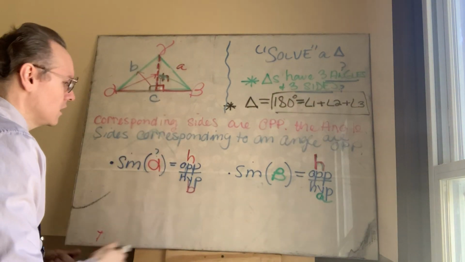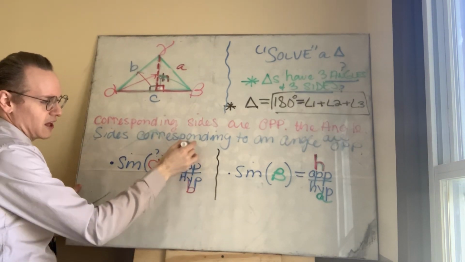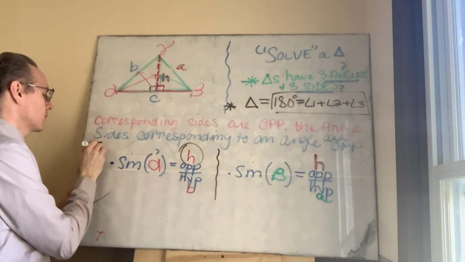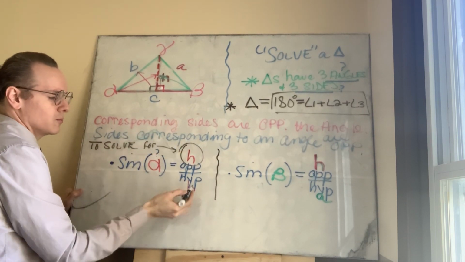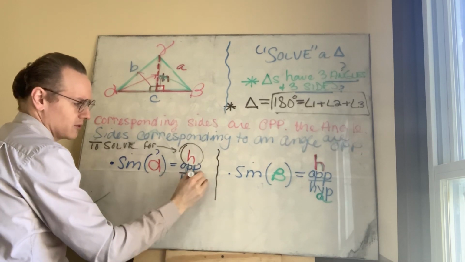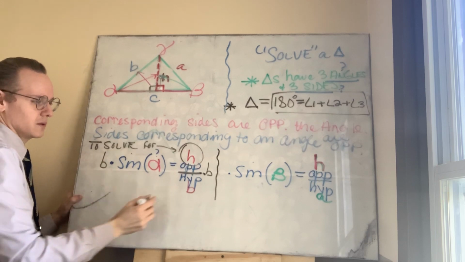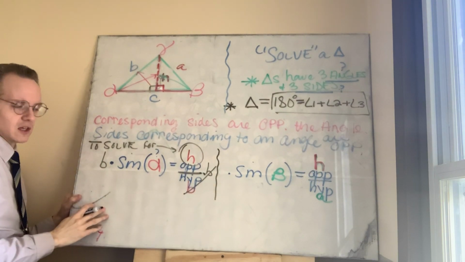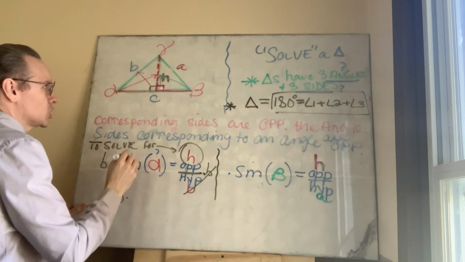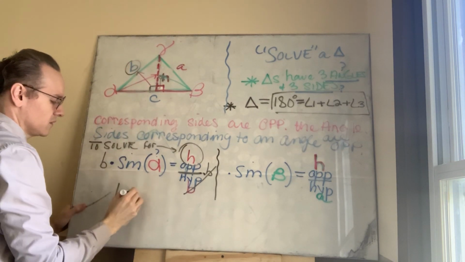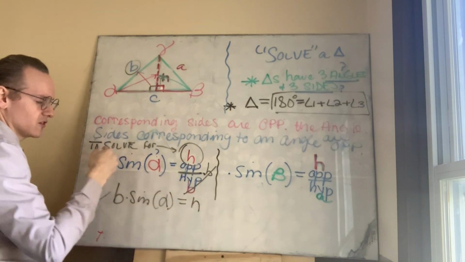Anyhow, in this case, to solve for H, it would be to move B. So if I do the opposite of dividing by B, it would be times B here and times B here. And it would cancel like so. So the dimension that is B times the sine of alpha would be equal to H in this respect.